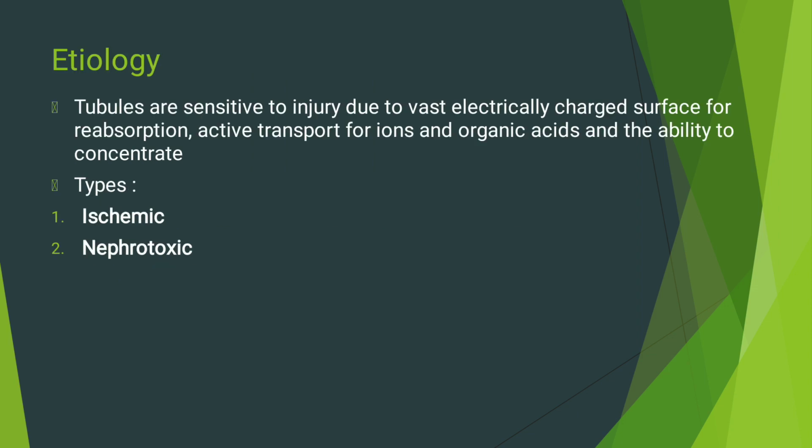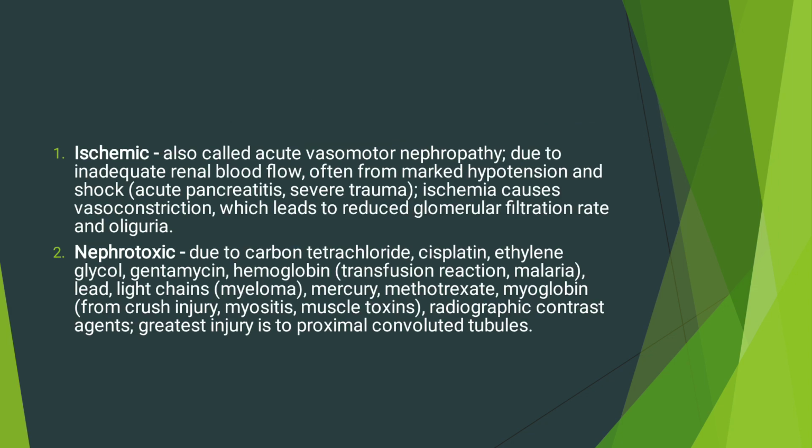Etiology. Tubules are sensitive to injury due to vast electrically charged surface for reabsorption, active transport for ions and organic acids, and the ability to concentrate. There are two types: ischemic and nephrotoxic. Ischemic injury, also called acute vasomotor nephropathy, is due to inadequate renal blood flow, often from marked hypotension and shock, which is seen in acute pancreatitis and severe trauma.